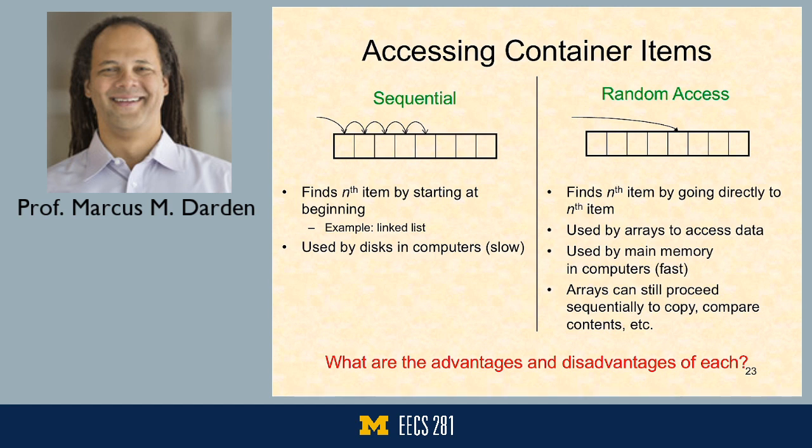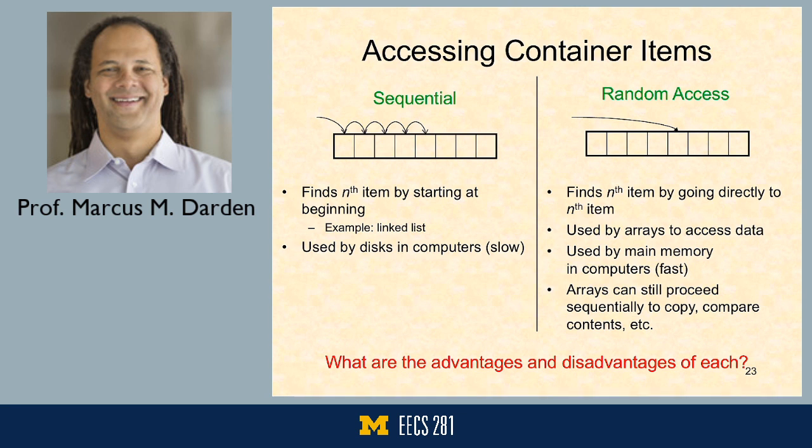Linked lists are sequential access only. This type of access is used in disks on computers. That's why it can sometimes be fairly slow. We're happy with SSD memory now. It's so much faster because we don't have to start at the beginning of a cylinder and work our way over to where the data sector that we want to read is. It's a lot faster. It's got random access. That's why SSD is great, right?